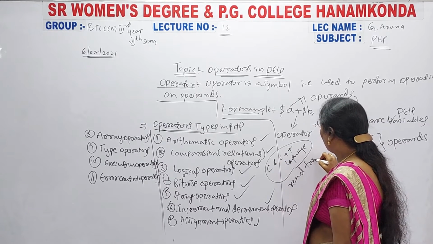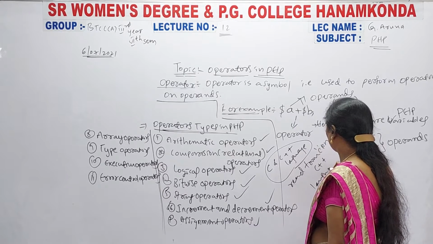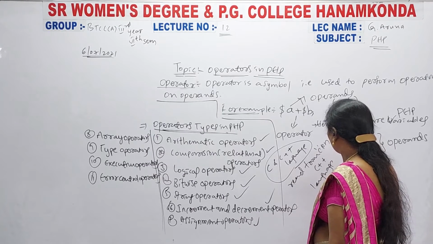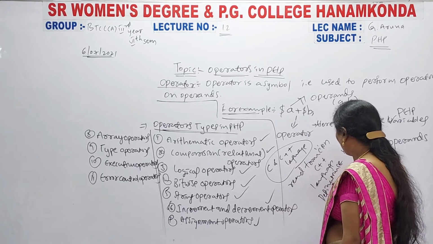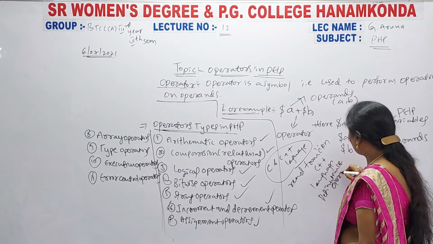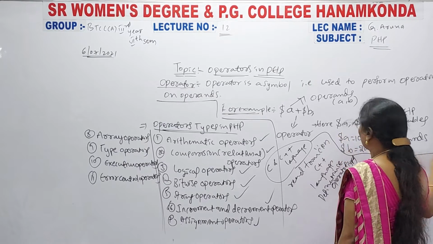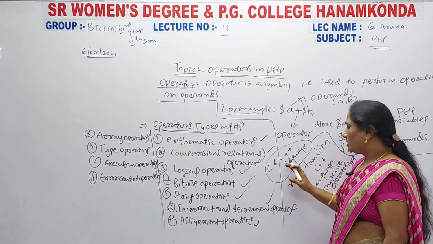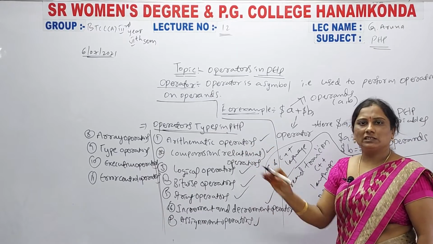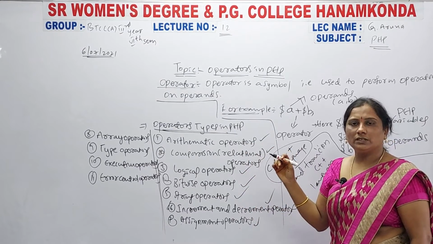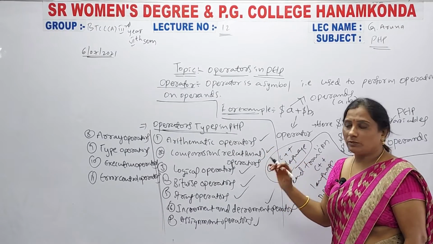Read these from C or C++ language: the definitions and operator types. I will directly write these definitions on the board. What are arithmetic operators, what is the definition of an arithmetic operator, and what are its types? Addition, subtraction, multiplication, division, modulus. These are arithmetic operators.